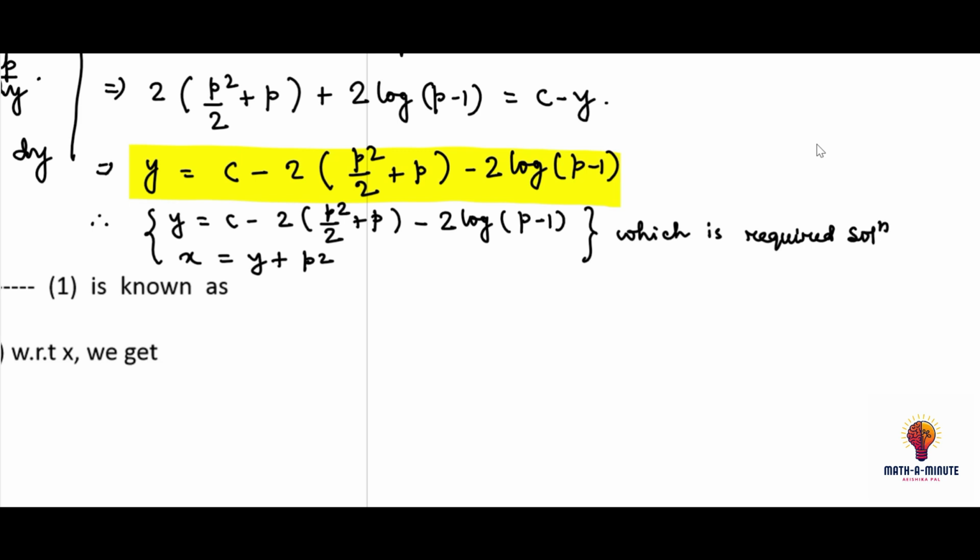Okay. If possible, you can find the value of p, but for me, it is a little bit difficult to find the value of p. So that's why I'm writing both of these two equations in this format. So both of these two equations together are known as the required solution of the given differential equation. Okay.